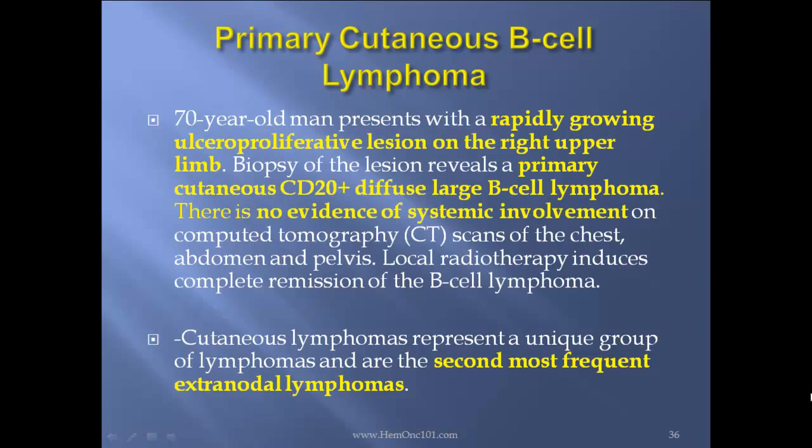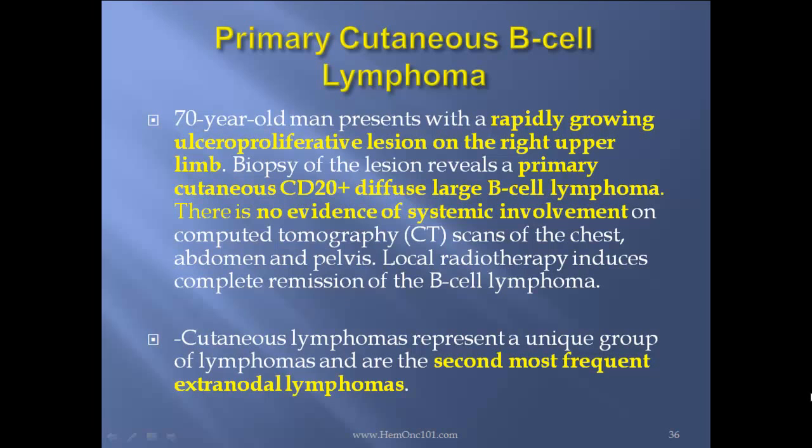Primary cutaneous B-cell lymphoma. 70-year-old man presenting with a rapidly growing ulcero-proliferative lesion on the right upper limb. Biopsy of the lesion reveals a primary cutaneous CD20 positive diffuse large B-cell lymphoma. There is no evidence of systemic involvement on CT. Local radiotherapy induces complete remission.